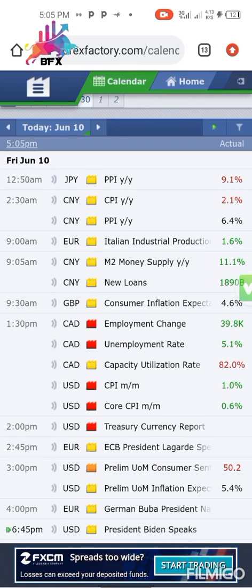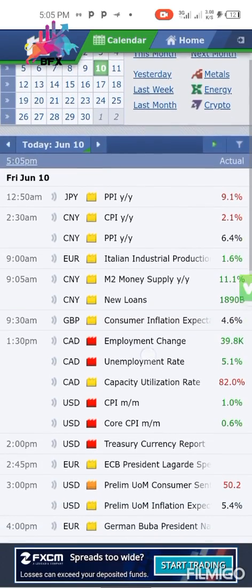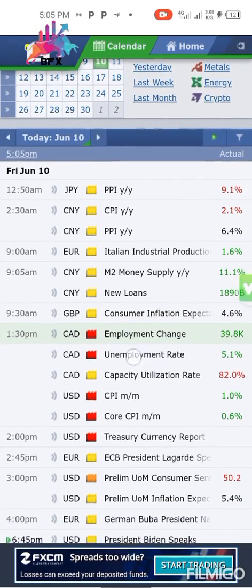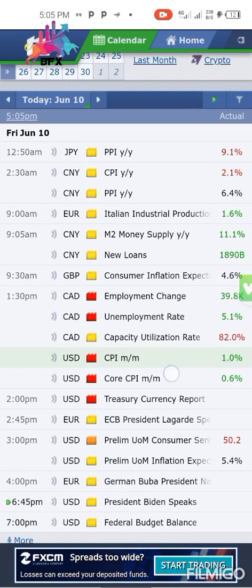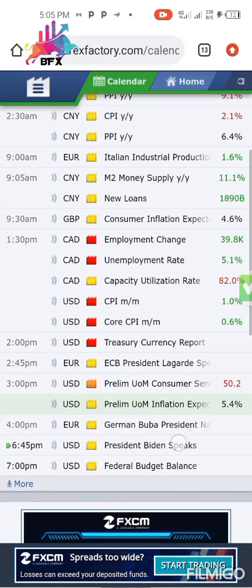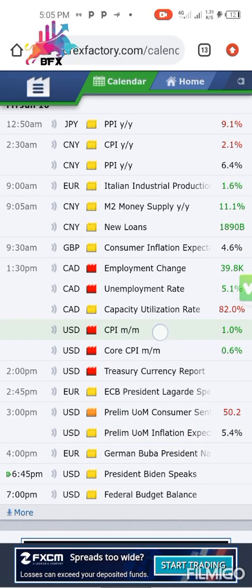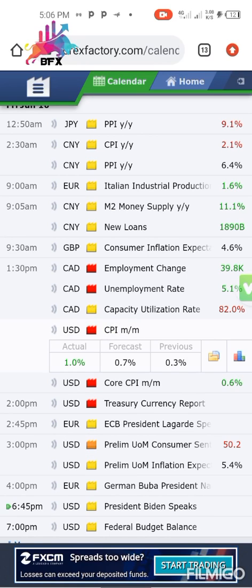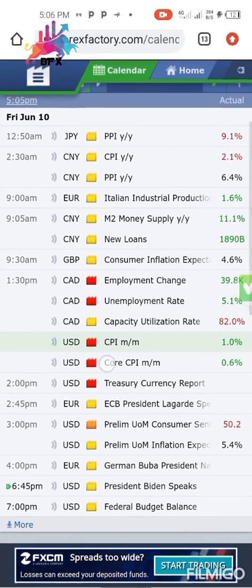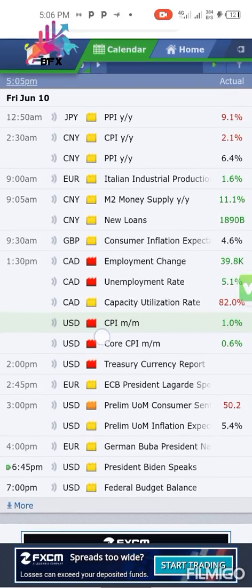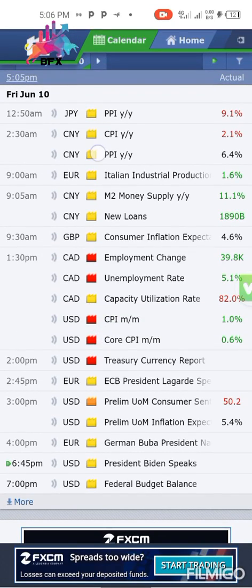Now, by 1:30 p.m. Nigerian time today, or West African time today, we had Canadian dollar on the news and we had US dollar on the news. Now, if you look at it, it was a monthly CPI for the US dollar. Remember, I said in one of my past videos that any news that has this red box signal is a major news, the more important ones.